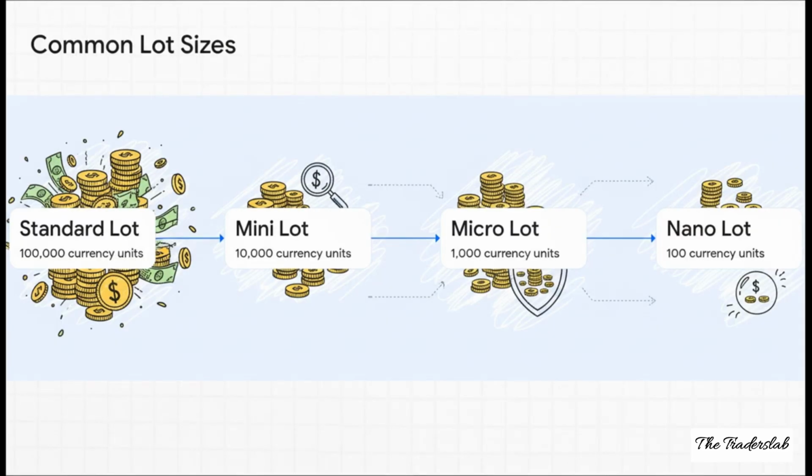And the great thing is, you have options. A standard lot is 100,000 units, but for anyone starting out, or maybe just using different strategies, there are smaller sizes. You've got the mini lot at 10,000, the micro lot at 1,000, and even a nano lot at just 10 units. This whole system gives you flexibility and lets you manage your risk very precisely.